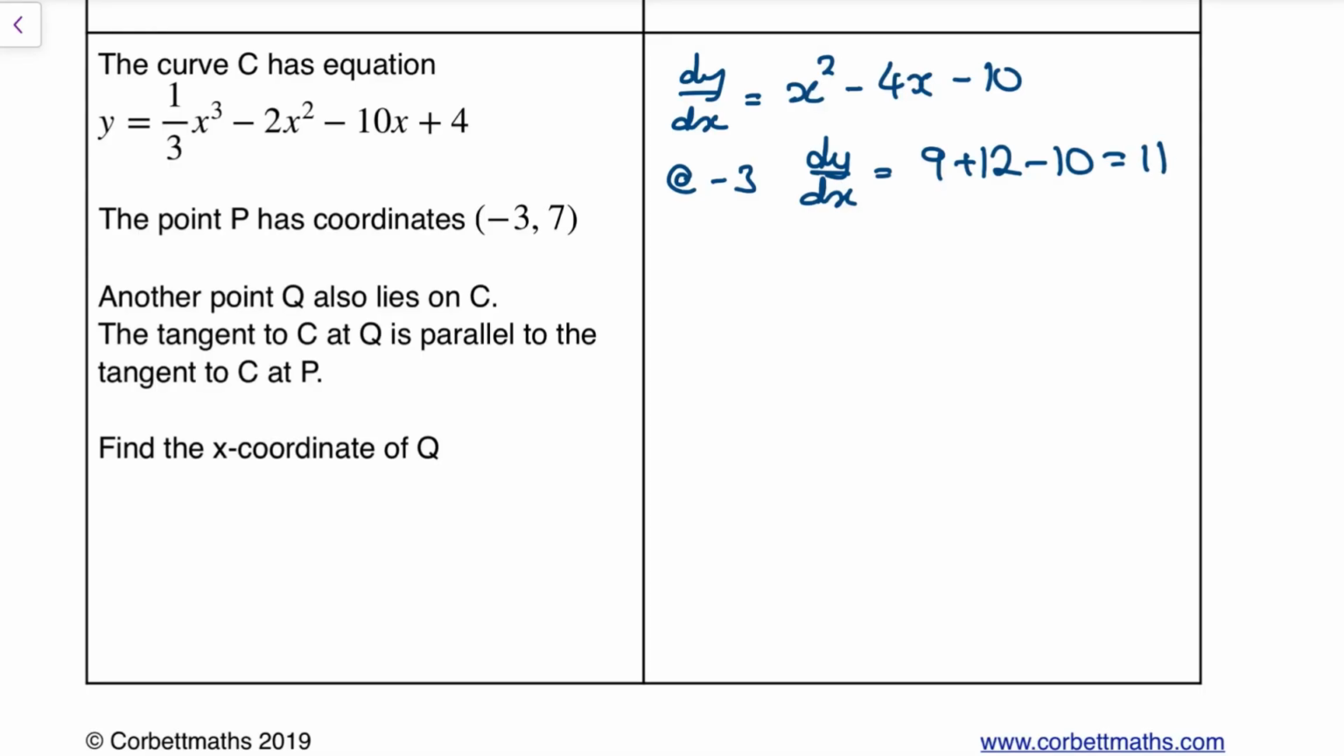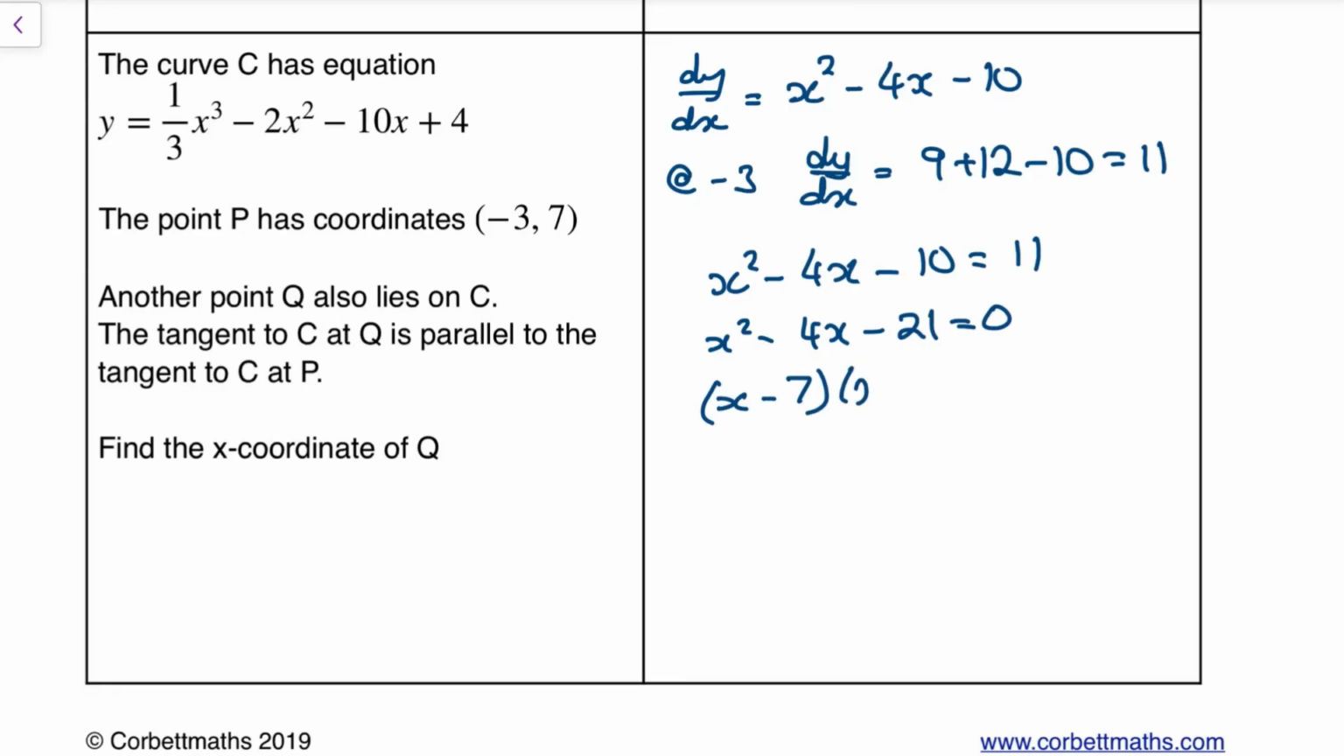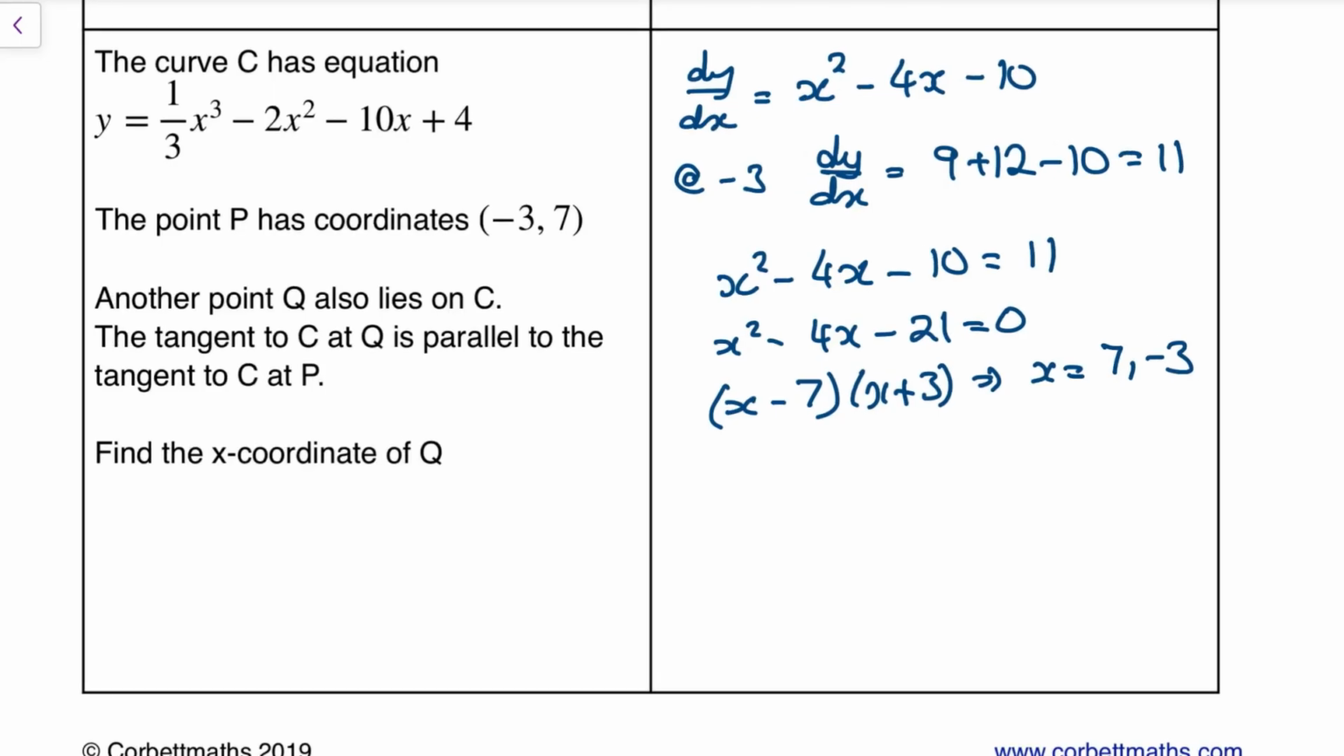Okay, how has that helped me? Well, I need the other point Q, which has the same gradient. So I want my gradient function, x squared minus 4x minus 10, to equal 11, which is x squared minus 4x minus 21 equals 0. 21 is 7 and 3, so it's (x minus 7)(x plus 3), which implies that x is equal to 7 or minus 3. Whilst it looks like we have two answers, one of them, minus 3, we already have from the question, so x must be equal to 7.